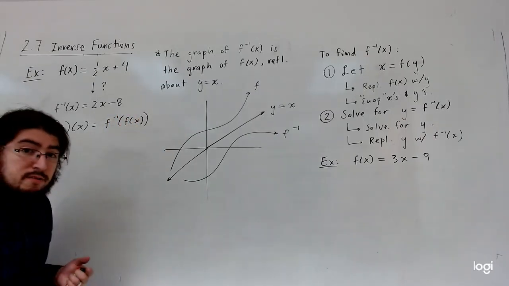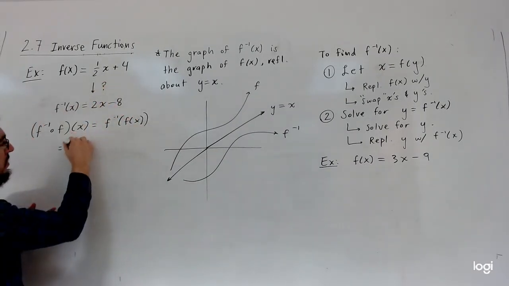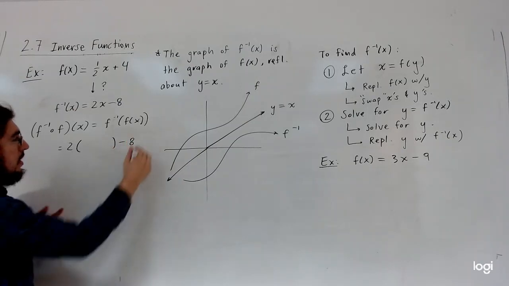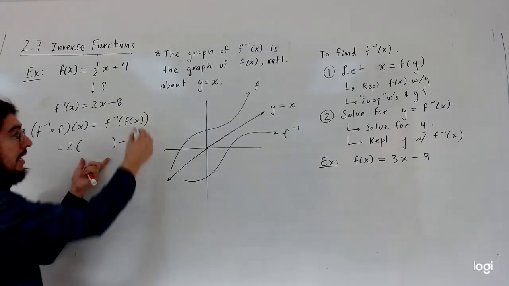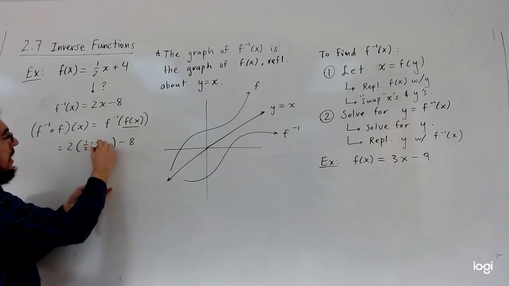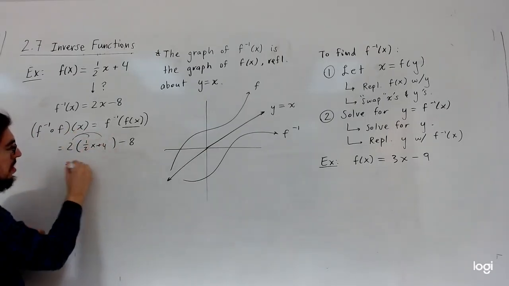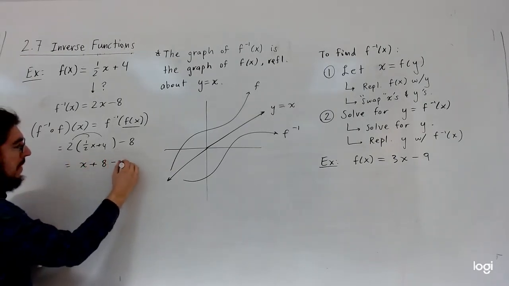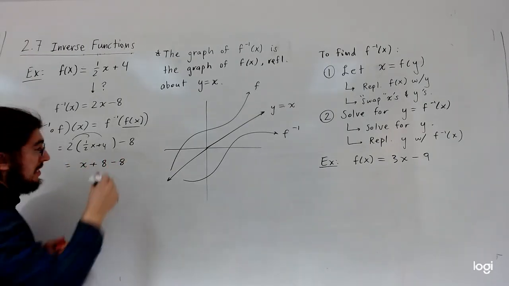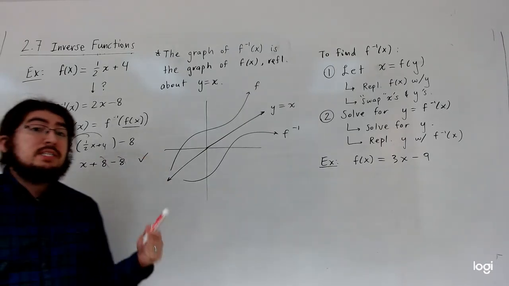So f inverse of f says to plug f into f inverse. So f inverse is 2x minus 8, and we're plugging f of x into f inverse. f of x is 1/2 x plus 4. If we distribute the 2, we get x plus 8 minus 8. Look at that, the 8's cancel and we indeed get x. And that's true. Good. So that means they're inverses.